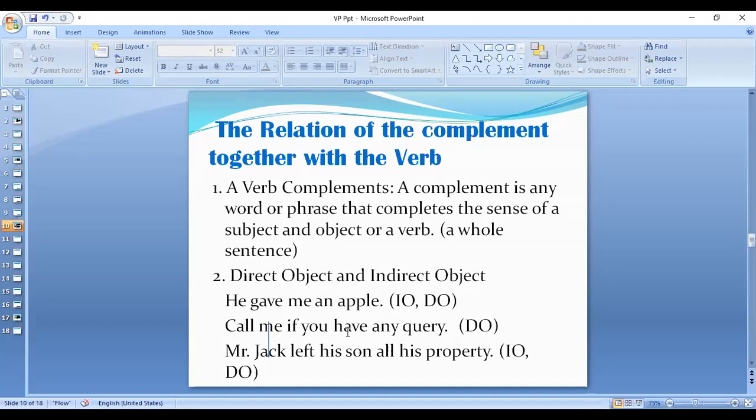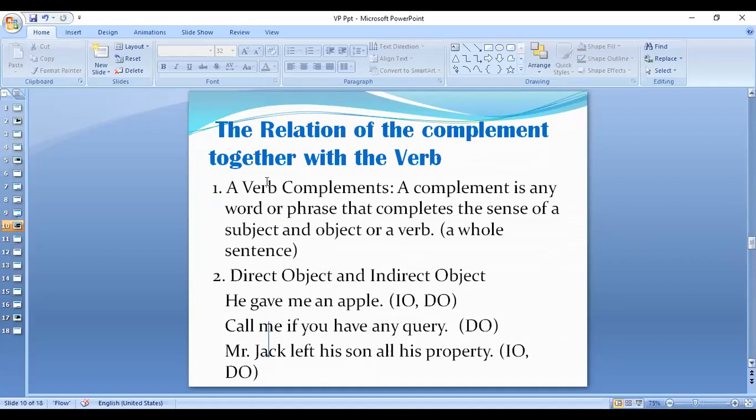Call me if you have any queries. Call me: here me is the direct object. Mr. Jack left his son all his property. Here his son is an object, and his property is the direct object. So we can say that the verb has a very important relationship with the complement.